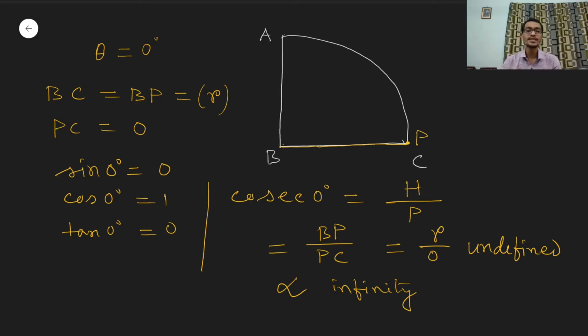So in this way, previously we called it tan 0 degree, but it was our mistake. It should be cot 0 degree. So cot 0 degree is also undefined, or you may call it infinity.